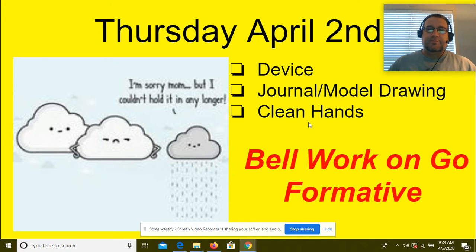Today, I want you to pause this and go grab your model drawing if you don't have it in front of you. If you haven't started yet, or you're still in the planning stages, that's okay as well.